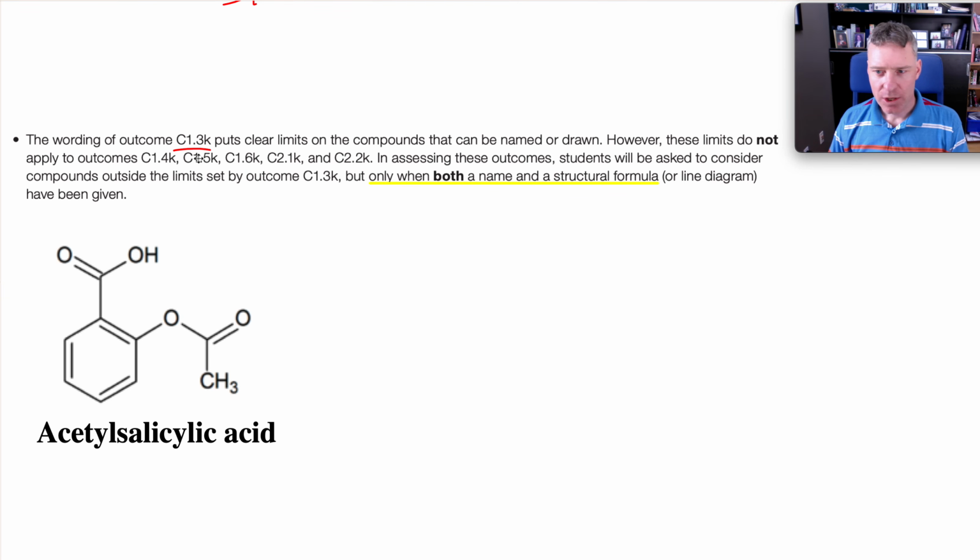Clarifying one of the original outcomes, general outcome 1, the third one, in terms of what you're asked to name and draw and decode. They can ask you questions about functional groups of compounds that you can't name, that you may not be sure how to draw, if they give you the name and the structural formula. So I did that here with acetylsalicylic acid, way beyond the scope of this course. You wouldn't know how to draw this, but you could be asked what functional groups are present.